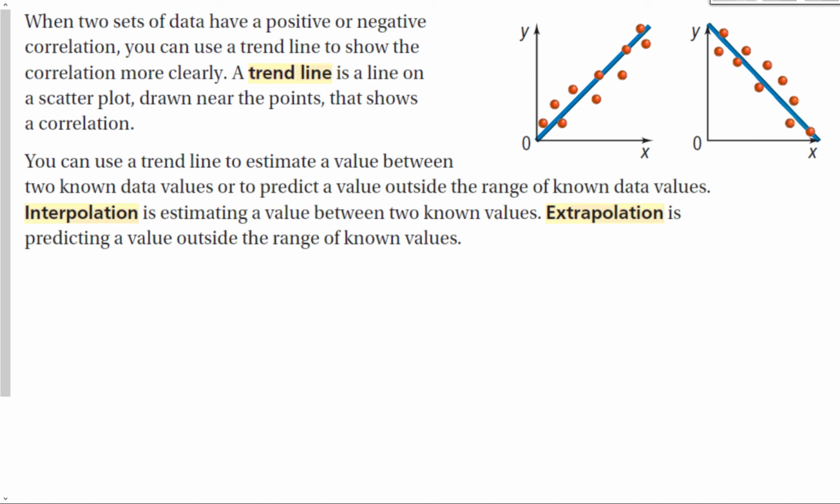When two sets of data have a positive or negative correlation, you can use a trend line to show the correlation more clearly. A trend line is a line on the scatter plot drawn near the points that shows the correlation. And you can use a trend line to estimate a value between two known data values or to predict a value outside of the range of known values. Interpolation is estimating a value between two known values.